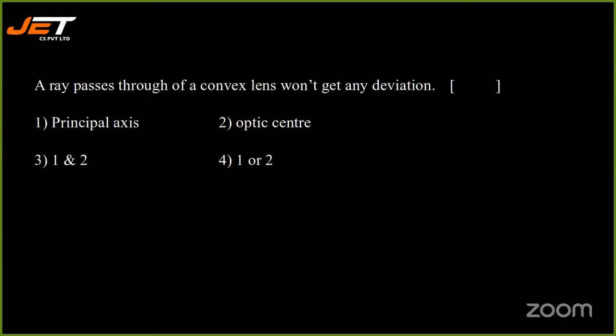A light ray passes through a convex lens and won't get deviated. So the light ray passes through what, so that it doesn't get deviated? Is it that it should pass through the principal axis, or should it pass through the optical center? The question is, a ray passes through a convex lens that won't get any deviation. So the light ray should pass through the principal axis, or it should pass through the optical center, or both 1 and 2, or 1 or 2. Give me the options in the chat box.